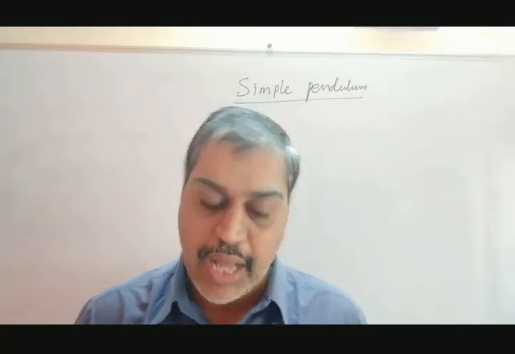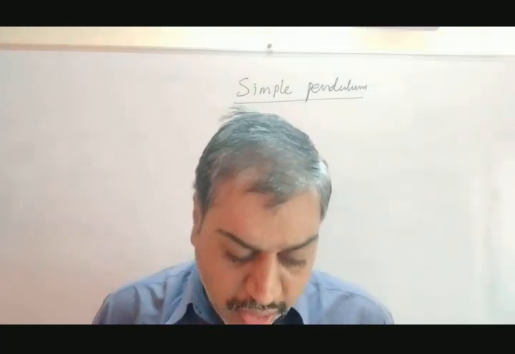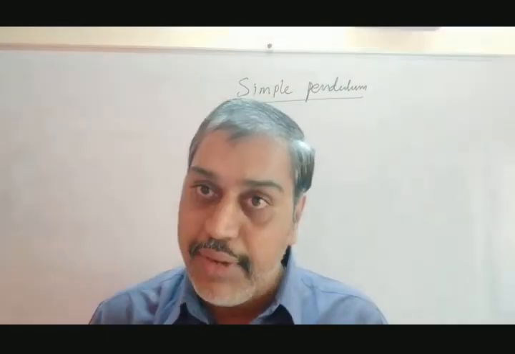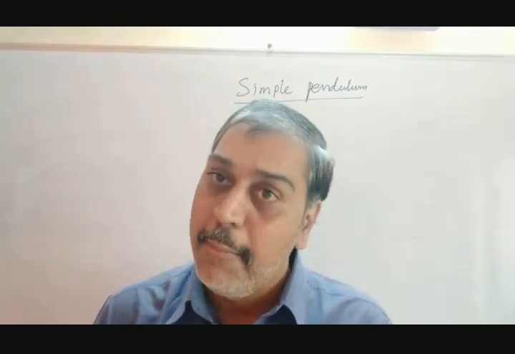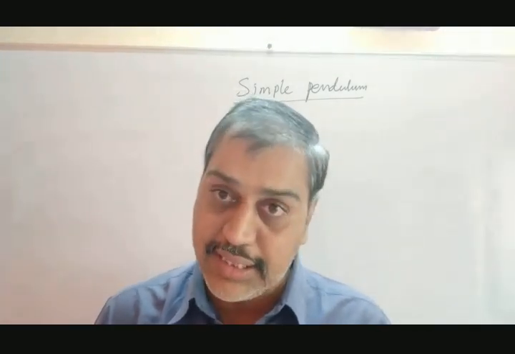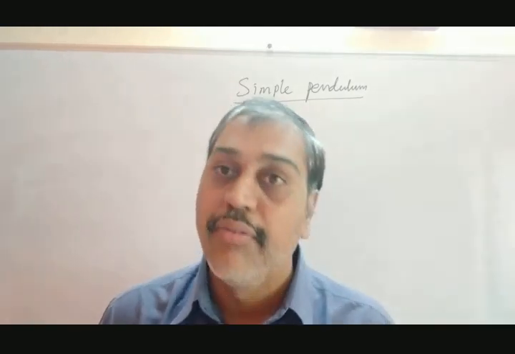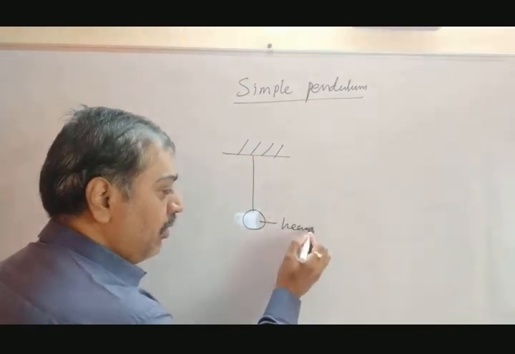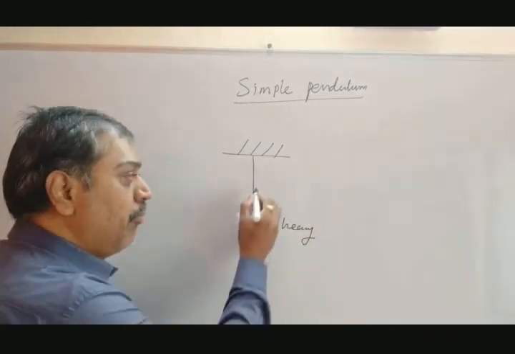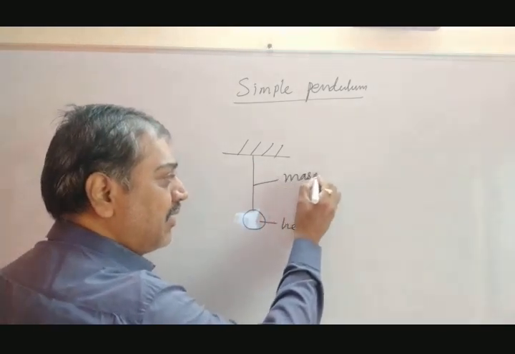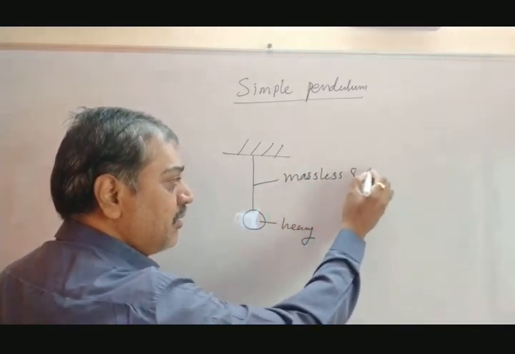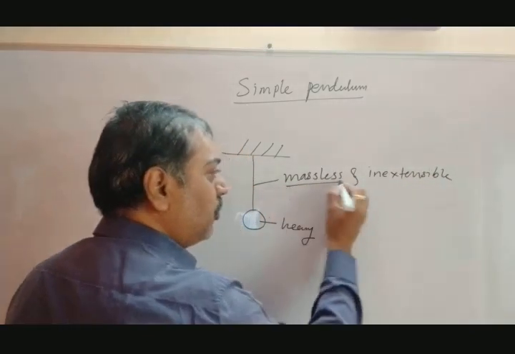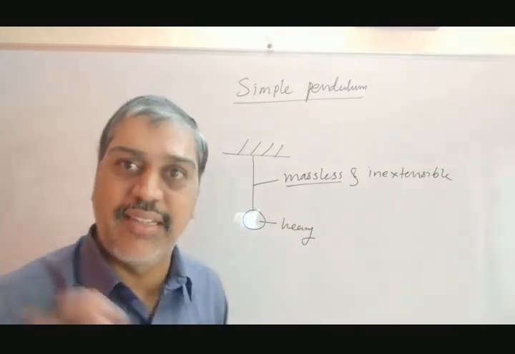Let's start with your book. I will read the definition from your book itself. An ideal simple pendulum is a heavy particle suspended by a massless and inextensible flexible string from a rigid support. So see, this is a heavy mass attached to the rigid support with this string such that it is massless and inextensible. What is meant by massless? The string doesn't have a mass.